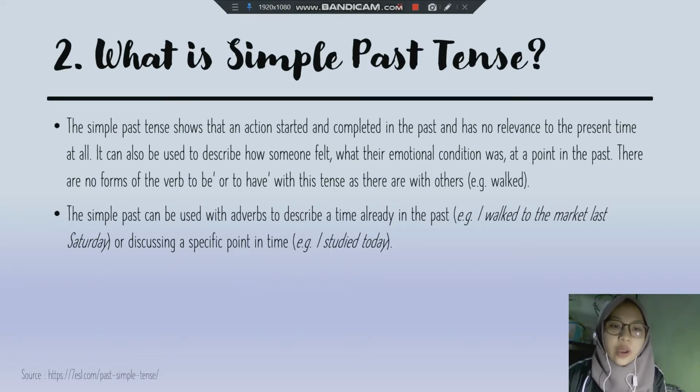There is no form of the verb to be or to have with this tense as there are with others. For example, walk. The simple past can be used with a verb to describe a time already in the past. For example, I walked to the market last Saturday, or discussing a specific point in time. For example, I studied today.